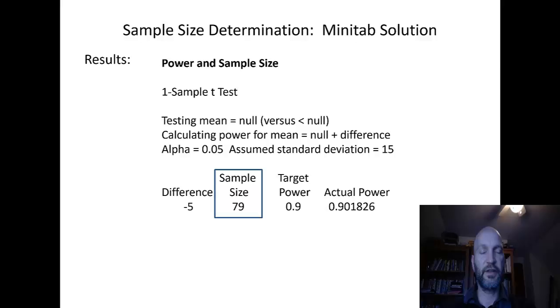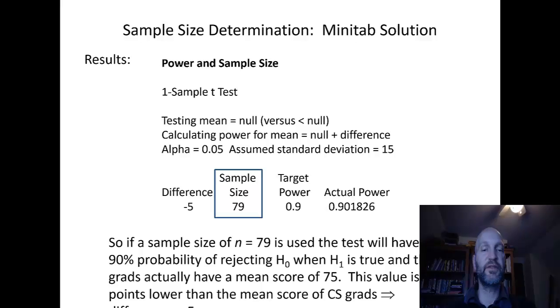And of course, sample size is an integer, so there's some rounding going on here, which means that the power is actually going to be a little bit bigger than what we specified. So what this means is that if we take a sample size 79 and the true value of mu is 75, there's a 90% chance that we're going to detect that.